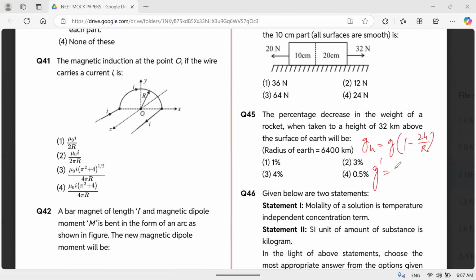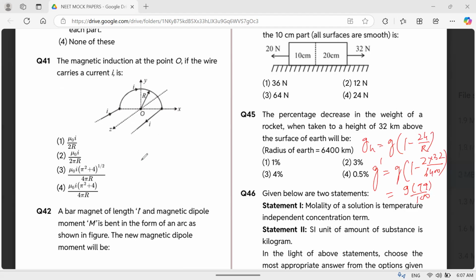g at this height will be equal to g into 1 minus 2 into height, which is 32 kilometers, divided by 6,400 kilometers. To simplify this one, beta, how much am I getting, you see? 4, 3, 2 is 6, 6, 4, 0. See how much I'm getting? So this will be g into 99 divided by 100.